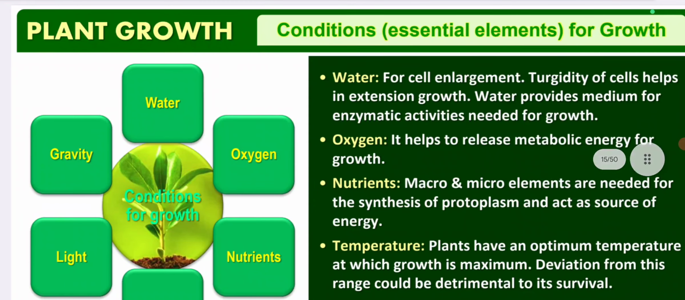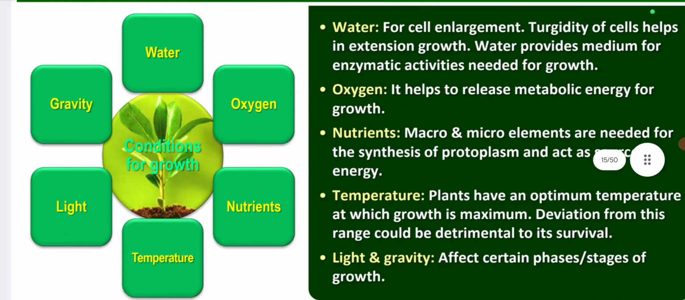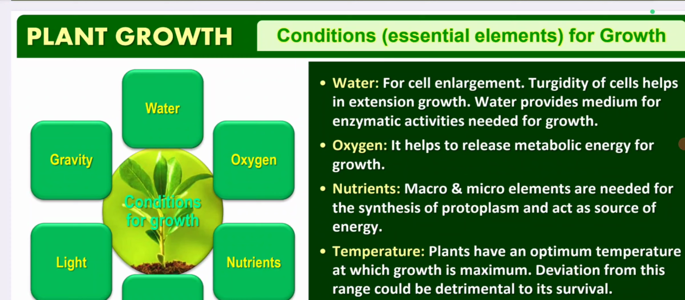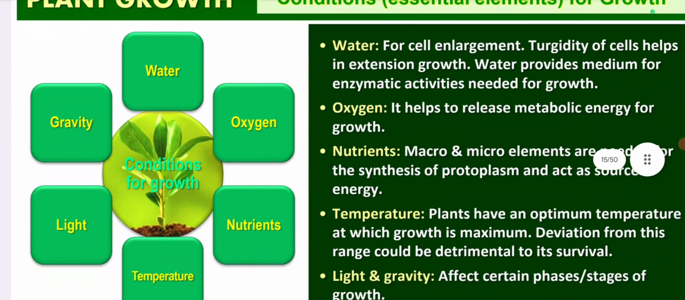Here coming to conditions or essential elements for growth. First of all, water. For cell enlargement, turgidity of cell helps in extension growth. Water provides medium for enzymatic activities needed for the growth. Oxygen helps to release metabolic energy for growth. Nutrients, macro and micro elements, are needed for the synthesis of protoplasm and act as a source of energy. Temperature: plants have an optimum temperature at which growth is maximum. Deviation from this range could be detrimental to its survival. Light and gravity affect certain phases or stages of growth. So these are the conditions or essential elements for plant growth: water, oxygen, nutrients, temperature, light, gravity.